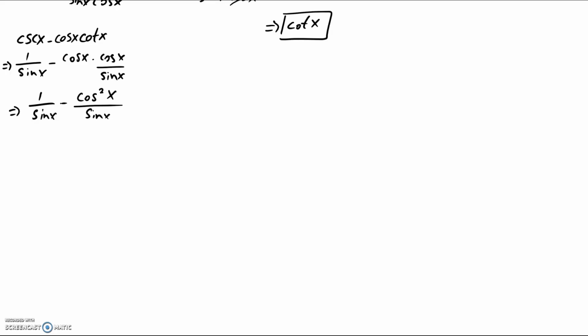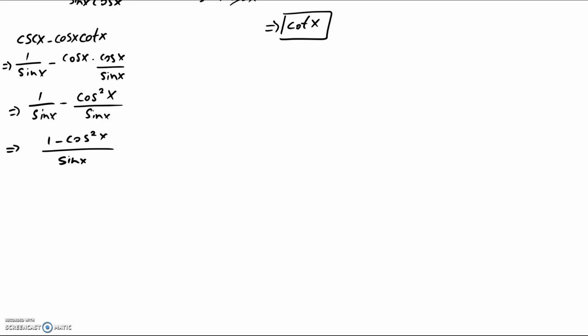Now look, what do you have? You have two fractions. Okay, and again reminding you a concept: whenever you have two fractions, you will check if the denominators are same or not. In this expression, the denominator is same, so what do you do? You will just combine them, and it's going to be 1 minus cos squared x over sin x.